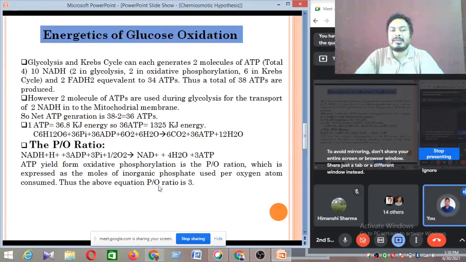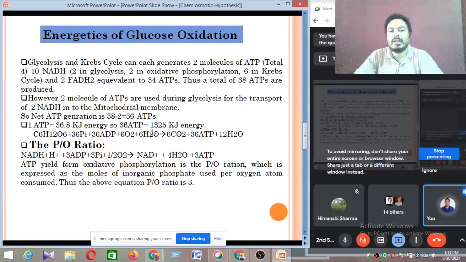So what is the total energy budget? 38 minus 2, a total of 36 ATP. That means during the breakdown of one glucose molecule, the net energy produced is 36 ATP molecules. Actually 38 are produced and 2 are utilized, so 36 ATP molecules are the net production from the breakdown of only one glucose molecule. Okay, now see, one ATP molecule can produce 36.8 kilojoules of energy.